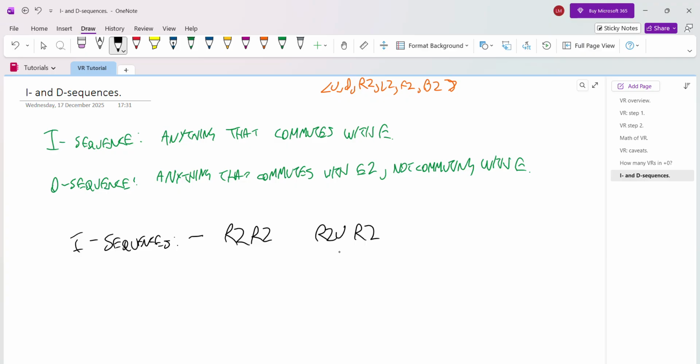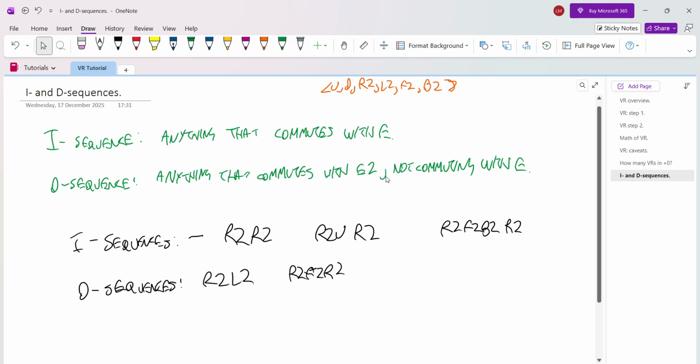So R2, in particular, you can take a cube, do R2 R2, and notice that it does literally nothing to the slice. And there are more examples like R2 F2 B2 R2. And you can play around with these. These sequence examples include R2 L2, R2 F2 R2. And these are really the only ones you need to know.